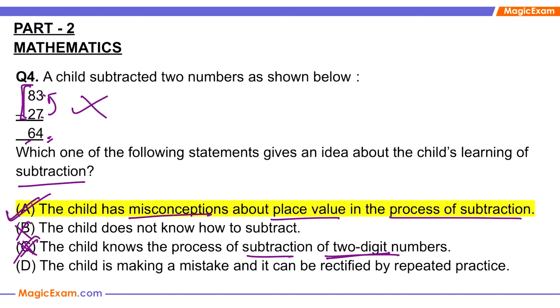The last statement says the child is making a mistake and can be rectified by repeated practice. So the child is making a mistake. If you make the child practice repeatedly, then the child is essentially going to repeat the same mistakes again and again. So here it is important that you understand why the child is making a mistake and make the child understand the basic concepts of how subtraction works. Therefore, this statement that the child should be made to repeat the same problem again and again, repeated practice, is incorrect.